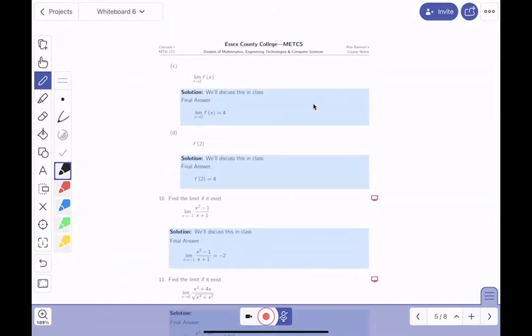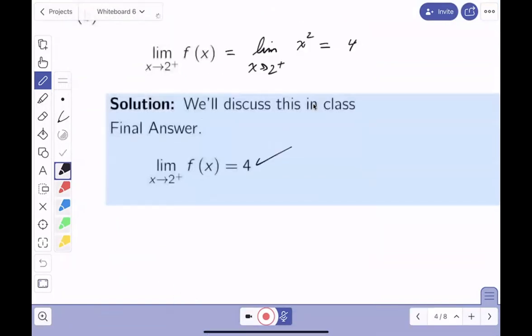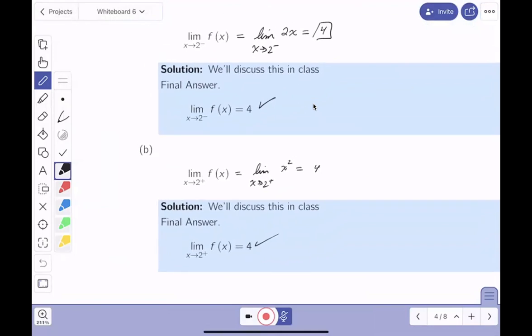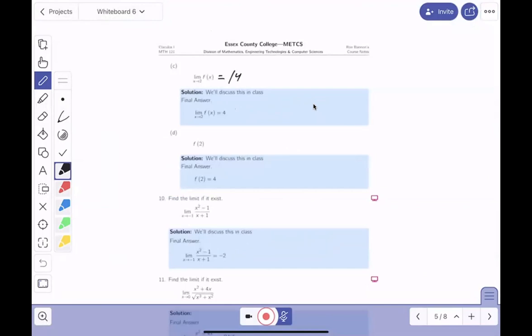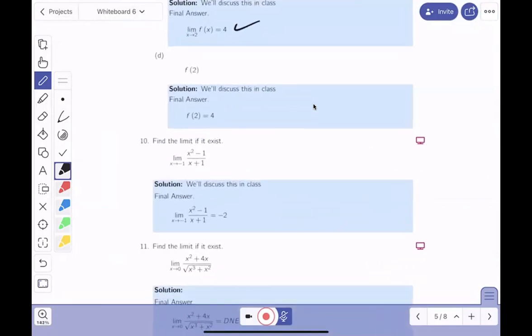C is, what's the limit as x approaches 2? Well, if you don't remember, I have to look at both the left and the right. And are they in agreement? They're in agreement. They're both 4. So what's the limit over here? It'll be 4.